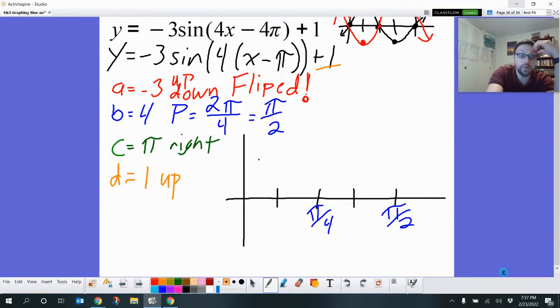So I'm going to ignore it. If you really want to, you could draw a super wide graph. You can have fun with that, but I'm not going to do that. I don't have enough space. I'm going to go up one.